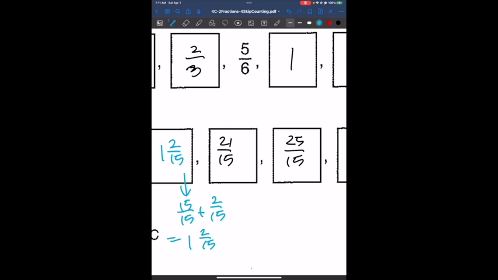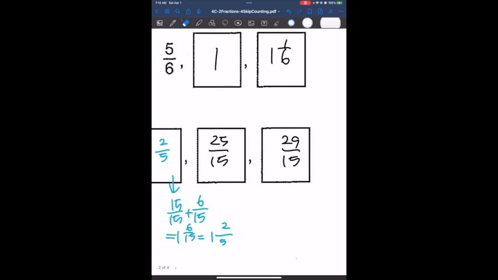And then for 21 over 15, that's going to be 15 over 15 plus 6 over 15. So that's going to be 1 and 6 15ths. But for 6 15ths, we can divide both the numerator and denominator by 3. So it's going to be 1 and 2 fifths, not 1 over 2 fifths, sorry. So that's going to be 1 and 2 fifths as a mixed number.